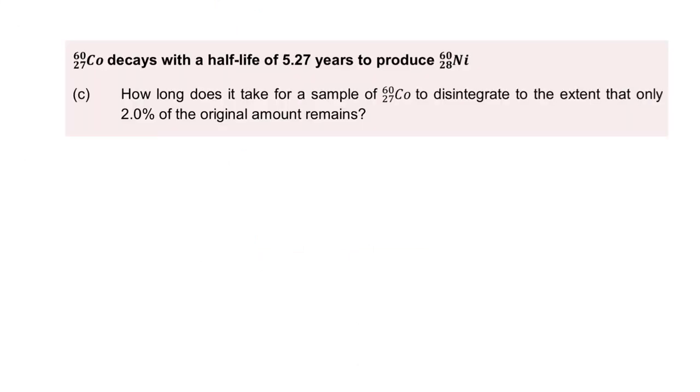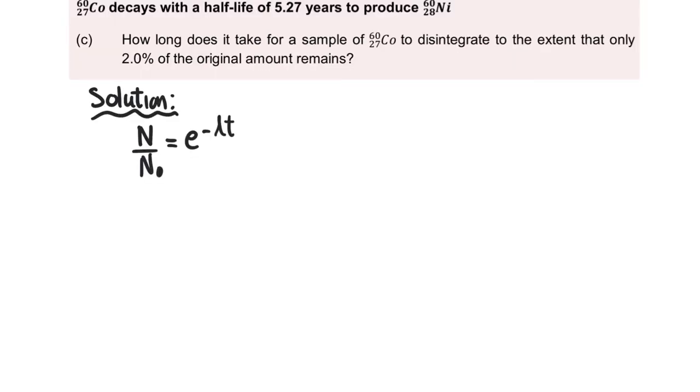Let's now look at a third question. So how long does it take for a sample of cobalt-60 to disintegrate to the extent that only 2% of the original amount remains? So starting off with n over n0 equals e to the minus lambda t. We now substitute for the fraction 2 over 100 because 2% is the actual fraction left over, 2 over 100. And then we substitute for the decay constant for cobalt-60, which is 0.132. And remember that was per year.